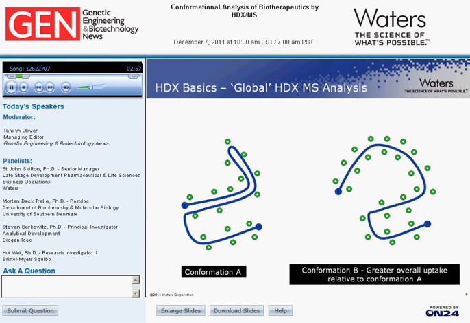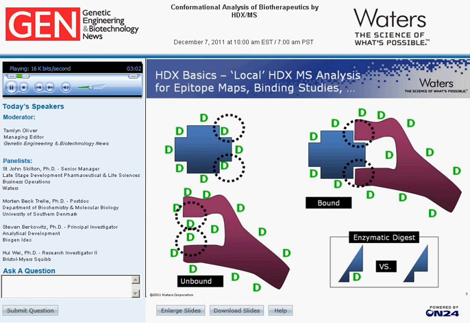When you talk about local HDX-MS analysis, these are typically used for things like epitope maps and binding studies. And what's happening here, of course, is you're looking at bound versus unbound states. You enzymatically digest the protein or protein complex, and you end up with a direct comparison at a very local level, perhaps even in the best case scenario down to the amino acid residue, where you can tell exactly where the deuterium is, in relative terms, where the deuterium has been taken up by one peptide versus another. So that gives you a very solid map of what exactly is happening, and it's perhaps the most challenging in terms of the overall data mountain that you end up with.